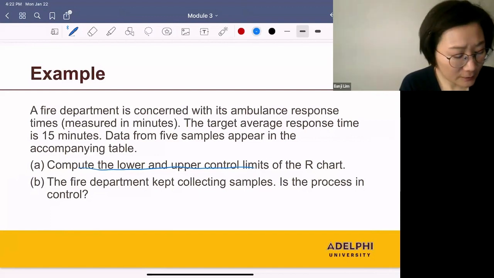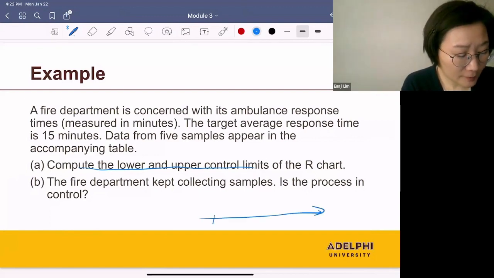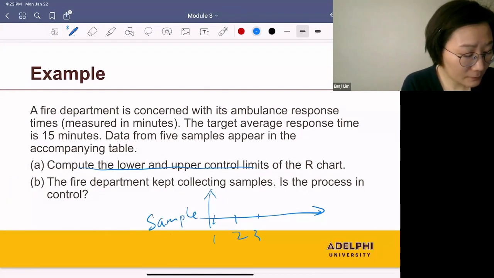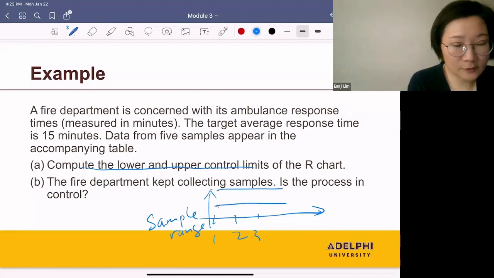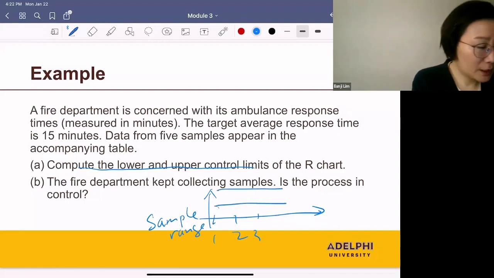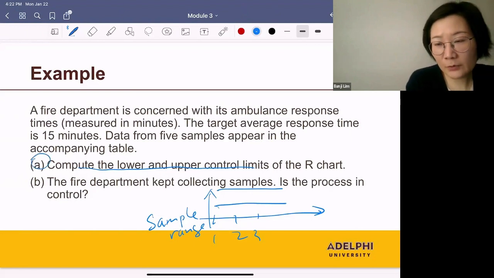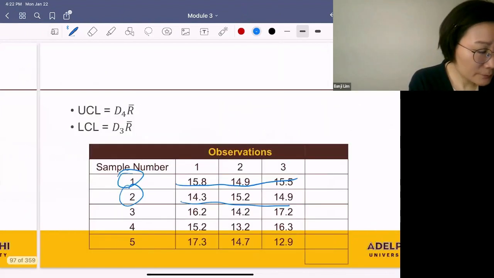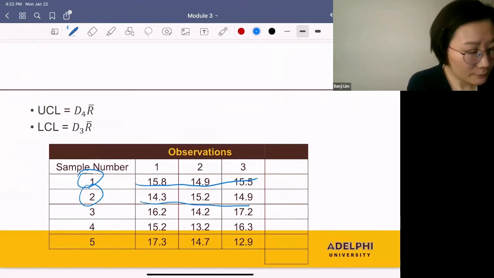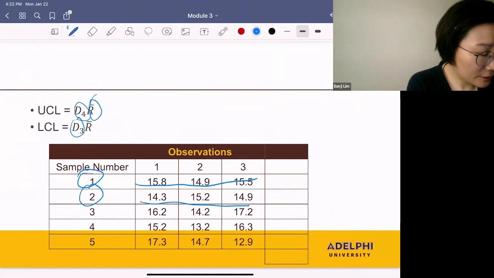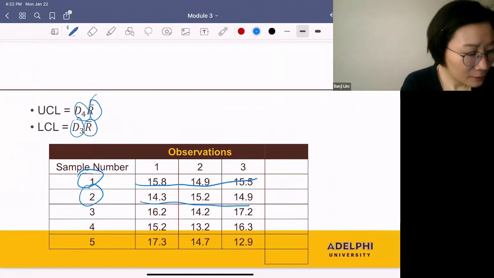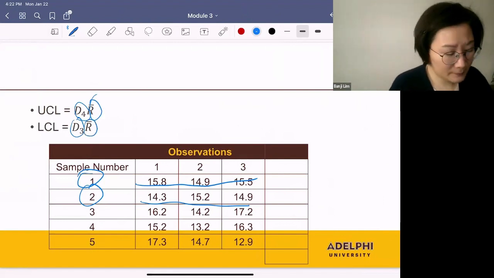So in the R chart, on the x-axis, we have every week, and on the y-axis, we have the sample range. And we also have the upper control limit and the lower control limit. So part A is concerned with computing these limits. To compute them, we're going to use these formulas: D4 times R bar, D3 times R bar. So how can we compute these?